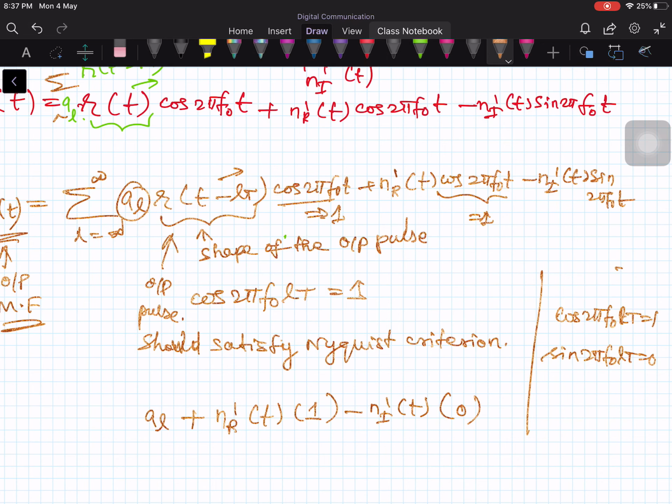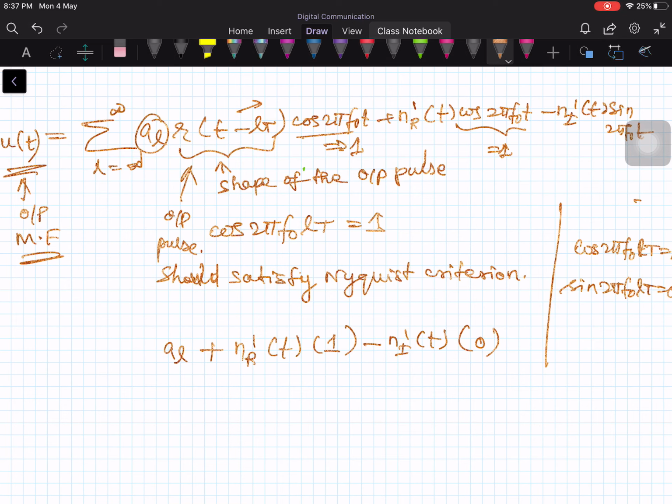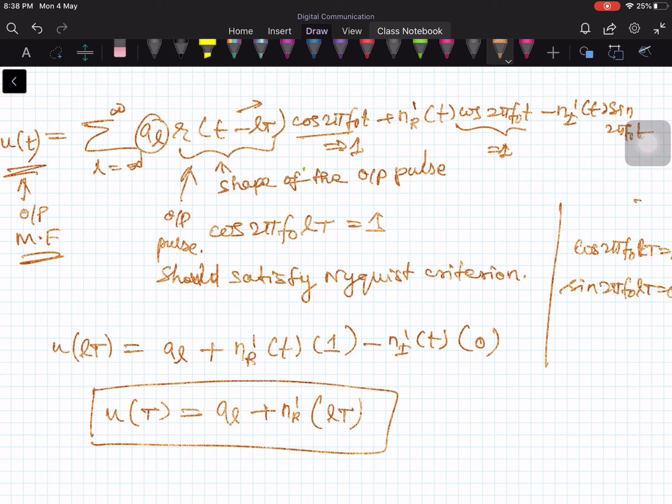Therefore the second component is 0. This will obviously be 0, because if cos of 2 pi f naught LT equals 1, then sine of 2 pi f naught LT will be 0 at that particular point. Therefore u of LT at the sampling instant, or u of t, is going to be a sub L plus n sub r dash of LT.